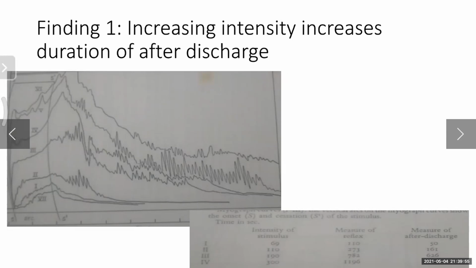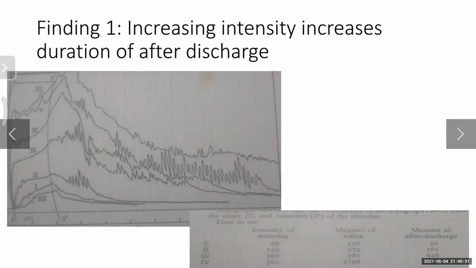And each time he increased the intensity, you can see very clearly that the intensity of the response is increasing. But more strikingly, when you look at the after discharge, for stimulus 1 and 2, the after discharge goes away immediately. But compared to 3, 4, 5, and 6, the after discharge duration is very much higher. That means that the greater the intensity of the stimulus, the longer the response of the reflex.